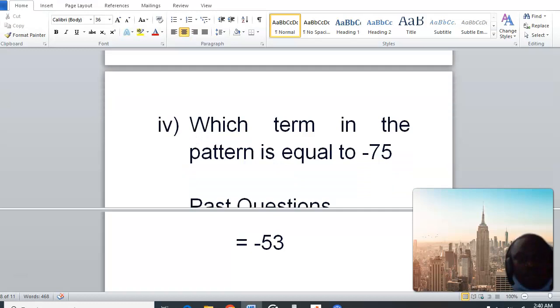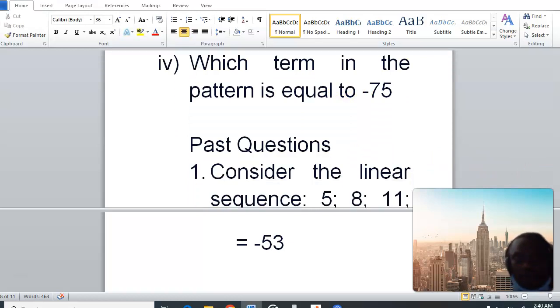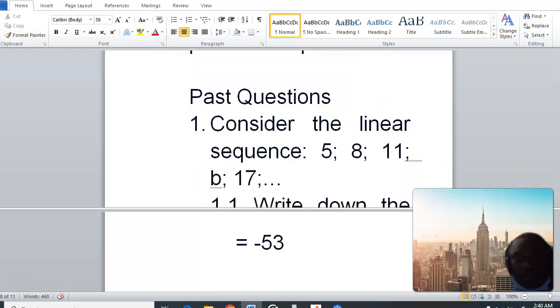Then the next question: which term in the pattern is equal to minus 75? This one, you do it yourself. I've done one example at the top there, so you do this one yourself. Then you also solve this past question for me.